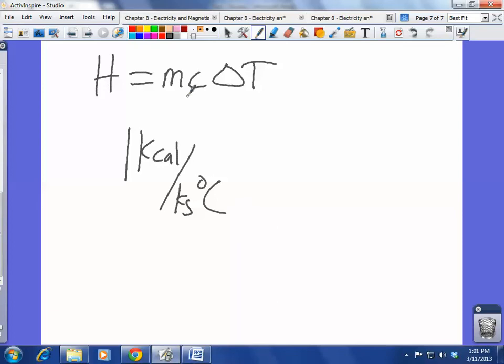And don't worry, all these specific heat values for water, sand, everything will be on the test, so you don't need to memorize this. We only need to know that specific heat is C. You don't need to memorize what all the different values are. Mass times specific heat times change in temperature.